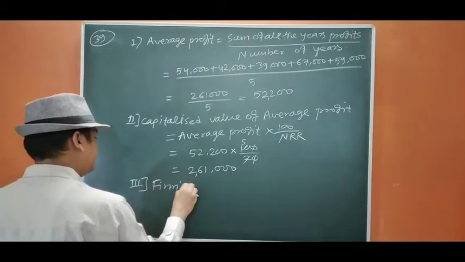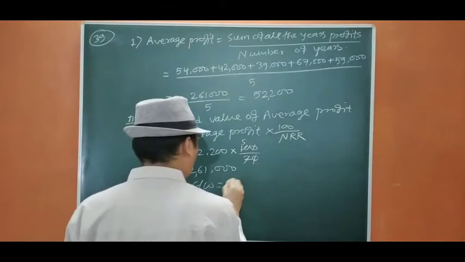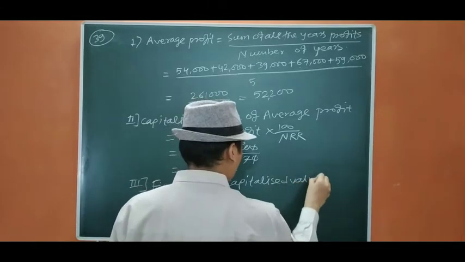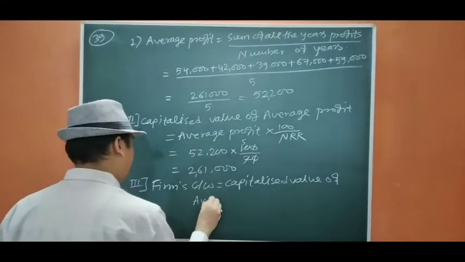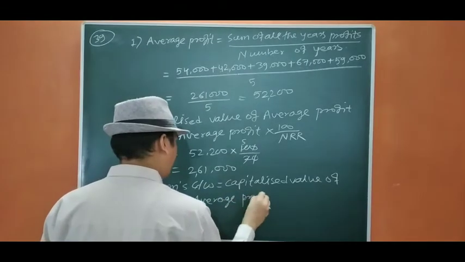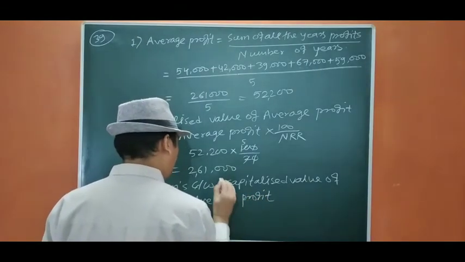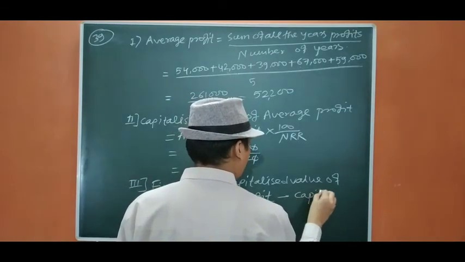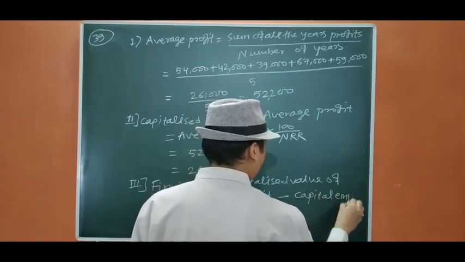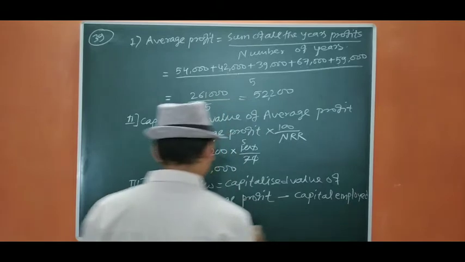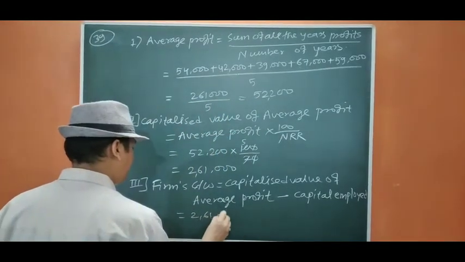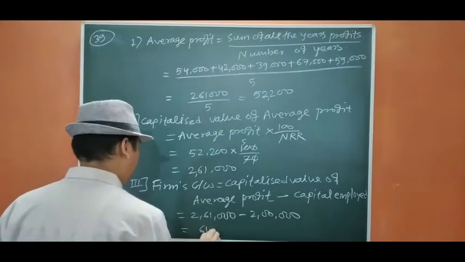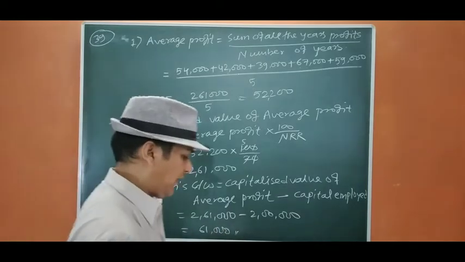Now third, goodwill equals capitalized value of average profit minus capitalized capital. Okay, so this is 2,61,000 minus 2 lakh equals 61,000. This is the end of question number 39.